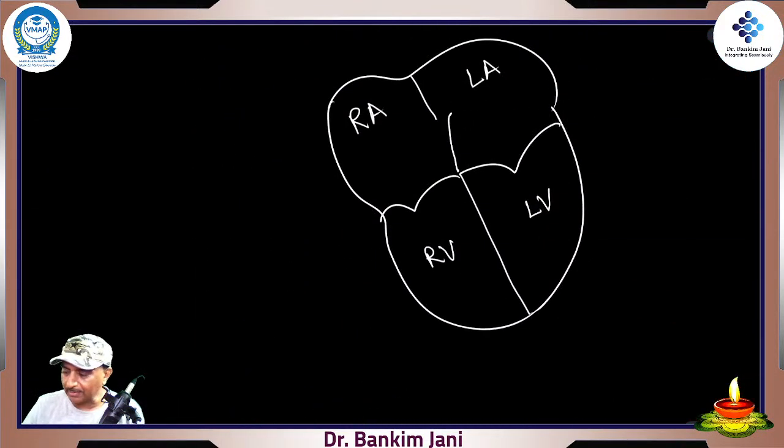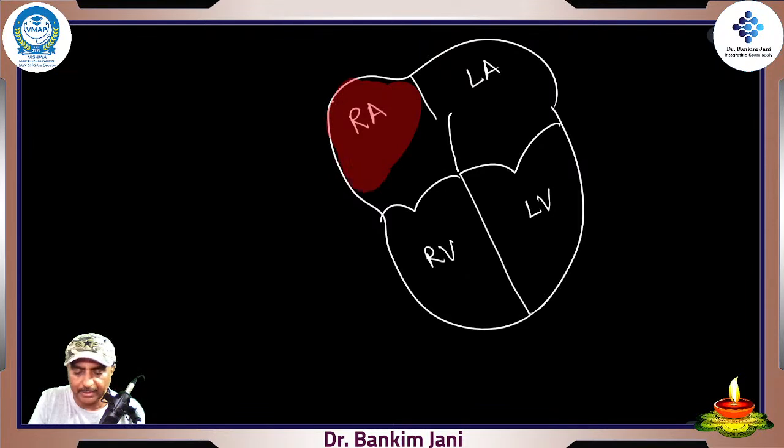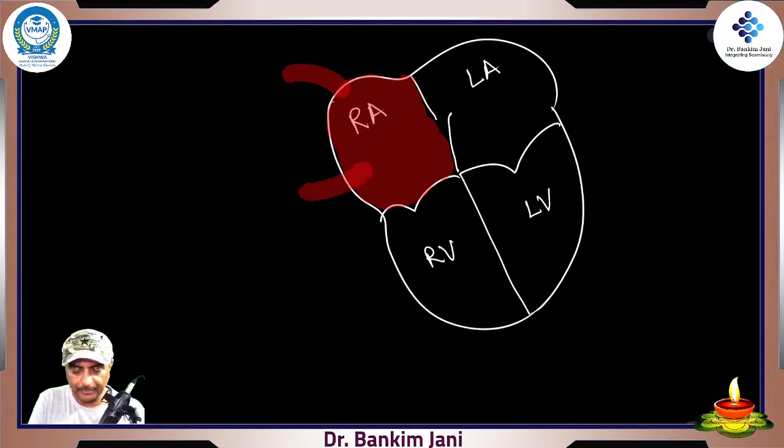So it is this right atrium which is now under pressure. Out of the entire heart, the right atrium is under attack now. The superior vena cava and inferior vena cava are sending the blood, right? What happened?